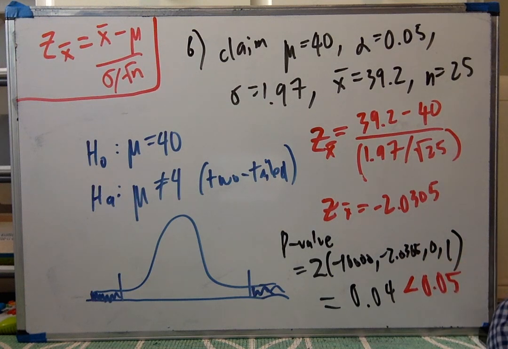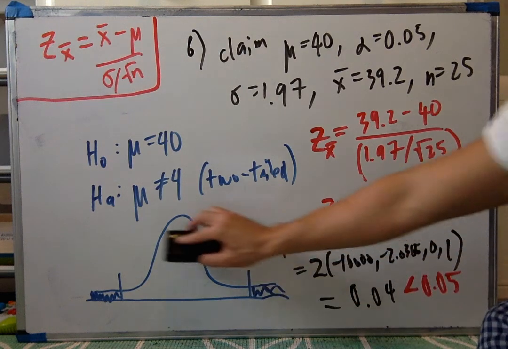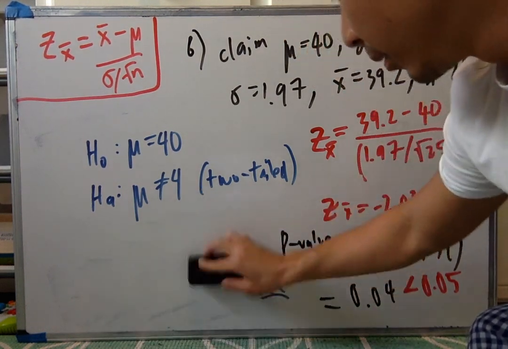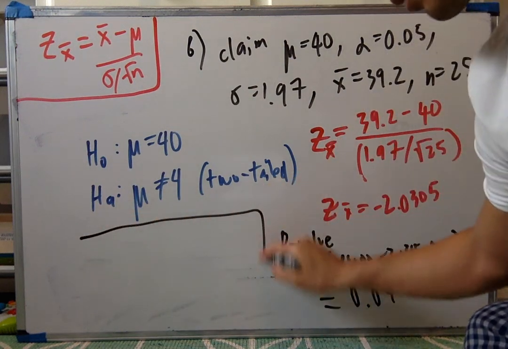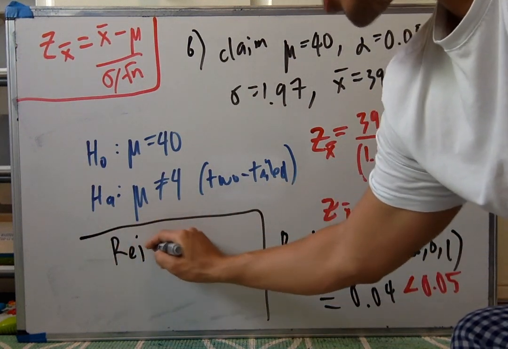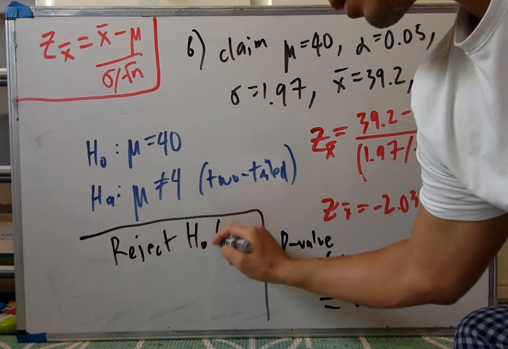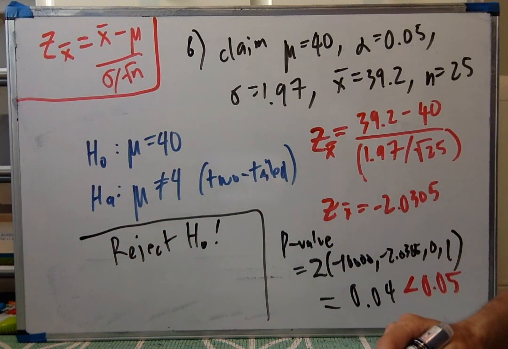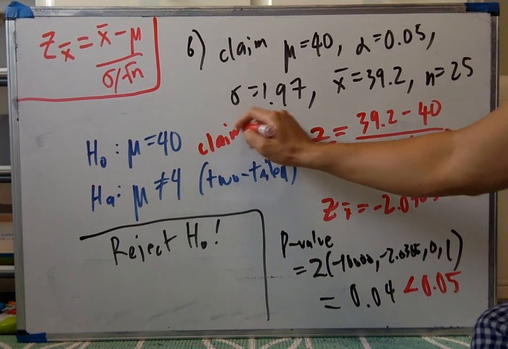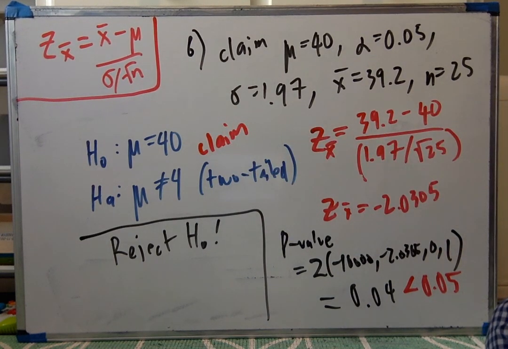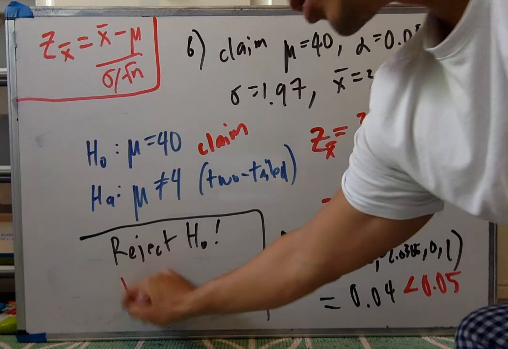Right, so since it's less than 0.05, I'm going to erase this so I have some space. What that means is I'm going to reject my H naught. So since I reject H naught, then that means I'm going to accept its alternative, that mu is not equal to 40. One thing though, the claim is actually that mu is equal to 40. So since I reject H naught, what I'm really doing is I'm rejecting the claim. So I rejected the claim.